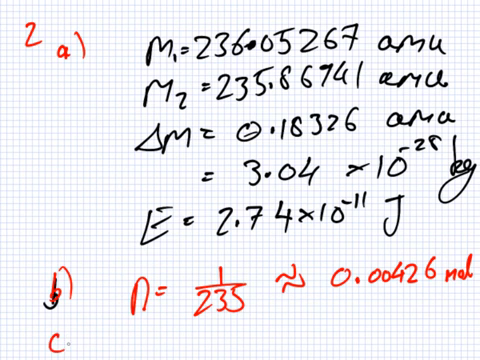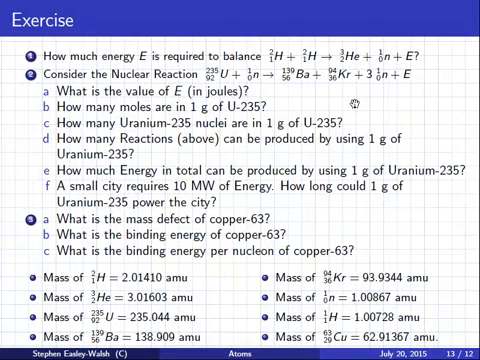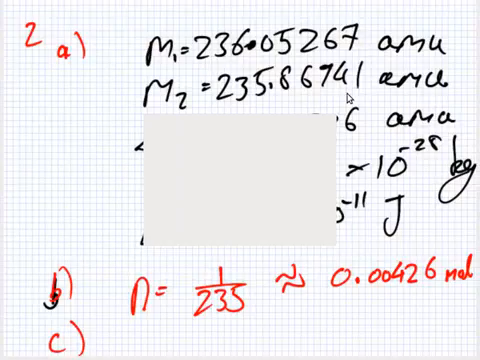What did you add to get 235? I added barium plus krypton, plus 3 neutrons. 3. Yeah. Ooh, dang. This is where I went wrong? Yeah. Okay.